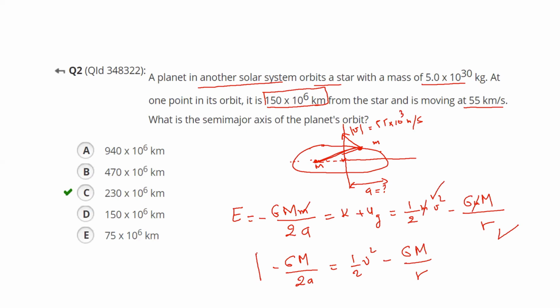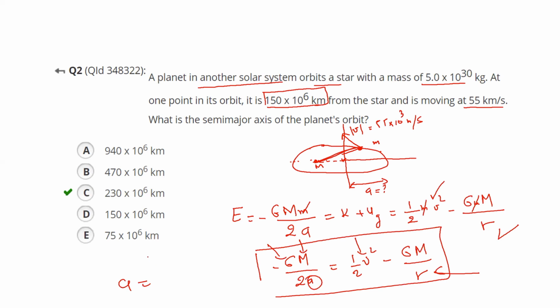So here I know everything. I know g, I know capital M, I know v, I know r. My only unknown is a. So get me my a, and you put it in SI units. Of course, it will give you this number.